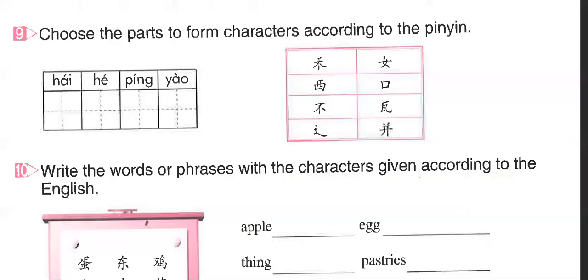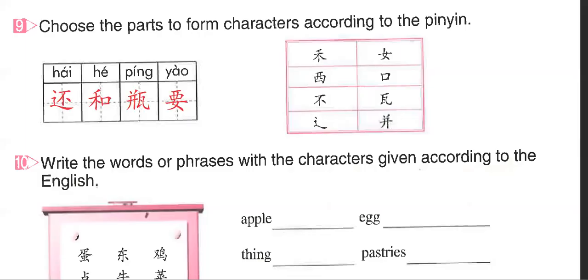This is the correction in the workbook for pages 46 to 48. I'm going to start with exercise number 9. I'm not going to do exercise number 8. I told you to do activities from number 9 on. The first one: choose the parts to form characters according to the pinyin. So we are going to use these different radicals in order to make the characters for the pinyin given.